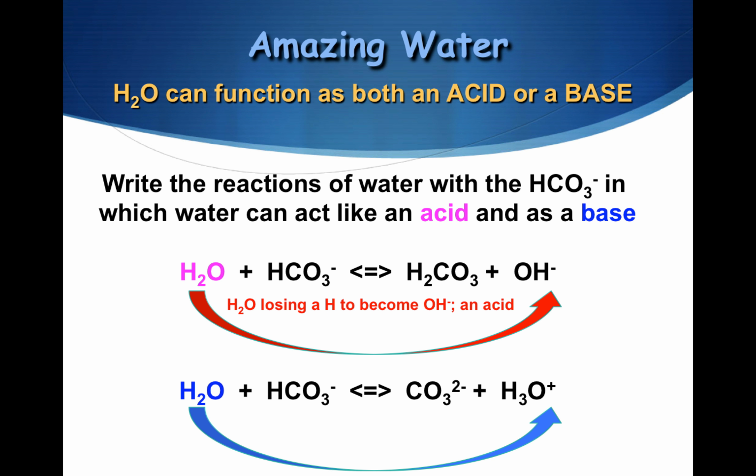In the next example, look at water. To change from H2O to H3O positive on the opposite side, doesn't it have to gain a proton to become the hydronium ion? That means in the bottom example, water is gaining a hydrogen to become the hydronium ion. It is a Brønsted-Lowry base.